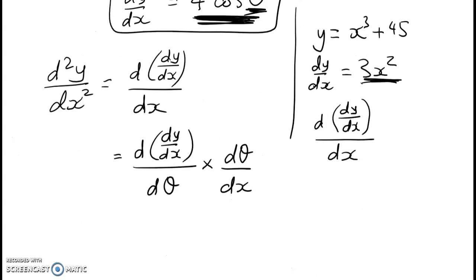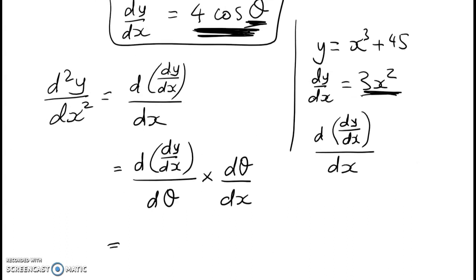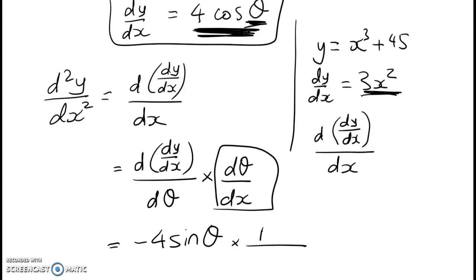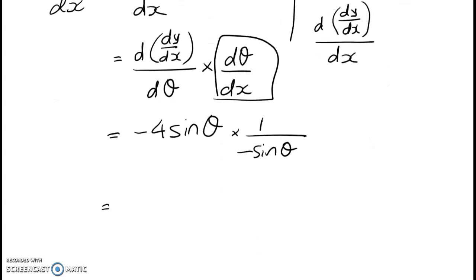Okay, so dy by dx was 4 cos theta. The derivative of that will be negative 4 sine theta. And then dx by d theta was negative sine theta, so it's times 1 over that. And that's how we do it. So that's our first example, just about done. That gives me all up simply 4.